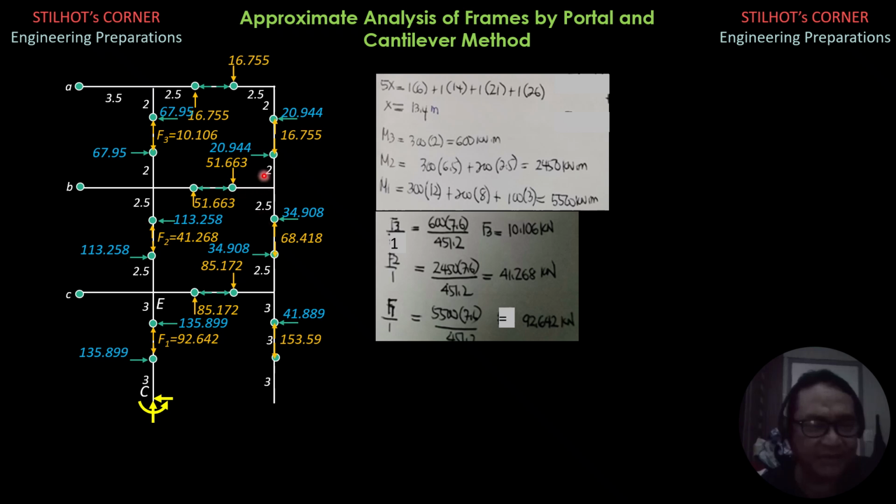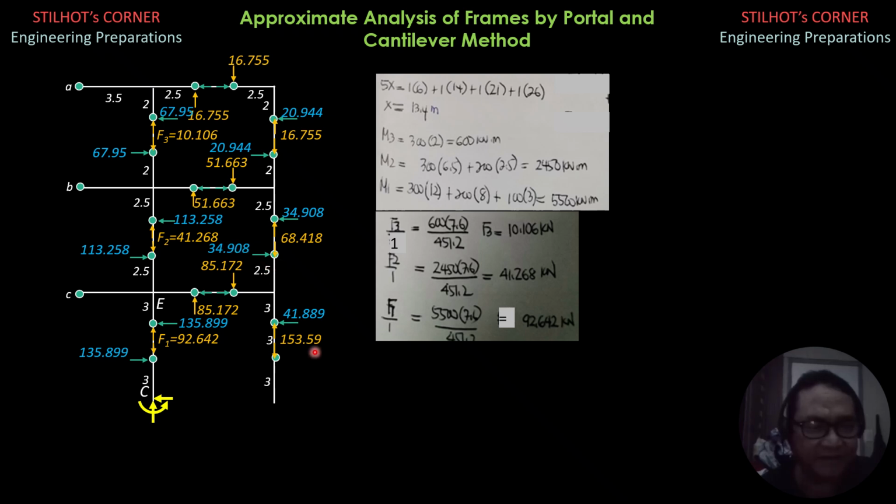Then next, we analyze this part. Solve for this shear force. This is already calculated. Summation moment about this hinge equals 0. You'll get 34.908 kilonewtons. Then you can compute this summation of forces Y, transmit action reaction, then summation moment about B. You'll get the shear 113.258 kilonewtons. Then transmit to the next joint.